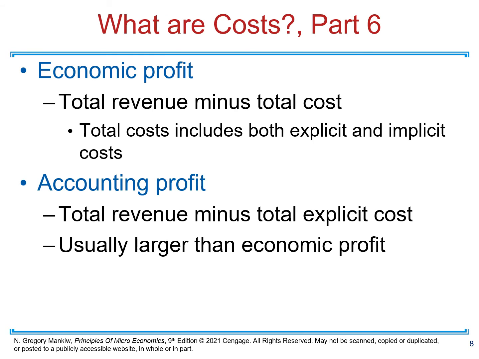Then economic profit is different than accounting profit. Economic profit means, well, remember, your cost is higher. Your profit is going to be lower because economists count the opportunity cost. Total revenue minus total cost. Total cost includes both explicit and implicit cost. Accountants say total revenue minus your total explicit cost, what you spent. They don't consider the implicit cost, so accounting profit is usually larger than economic profit.